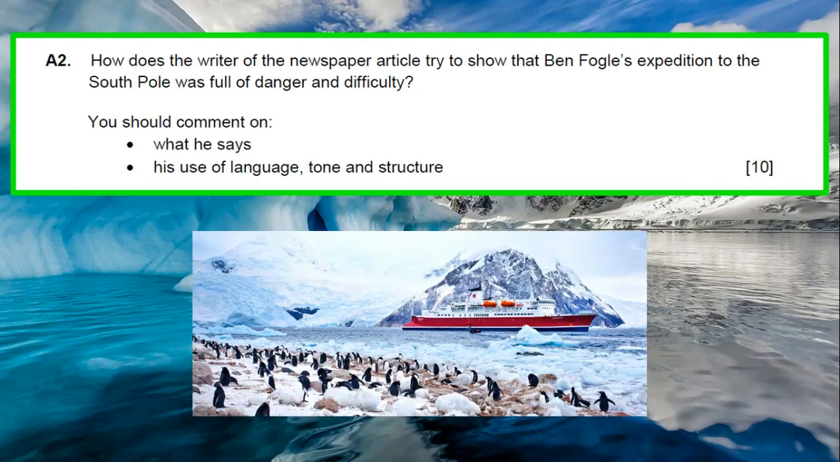And the question is, how does the writer of the newspaper article try to show that Ben Fogle's expedition to the South Pole was full of danger and difficulty? You should comment on what he says and his use of language, tone and structure. And it's 10 marks. This is the Ben Fogle and Captain Scott exam paper. So if you haven't got a copy of it, just go onto Google, type in EDUQAS Ben Fogle, and you should be able to find it pretty easily.